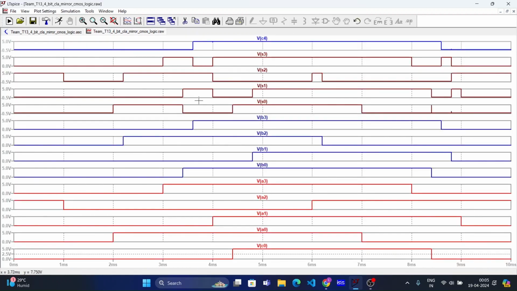This is the simulation result that we get after running our circuits. As you can see, from 0 to 1 millisecond, the input that we have given is 1000 and 0000. So the output that we should be receiving is 1000 and the carry should be 0, which is the result we have achieved here. Now further examples and the working of the summing circuit will be explained by my friend Shruti.